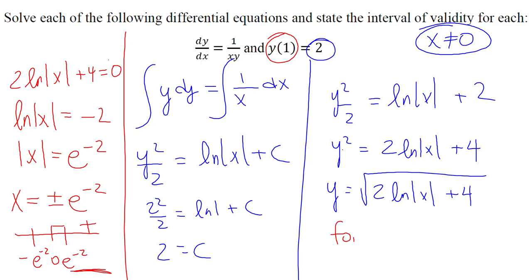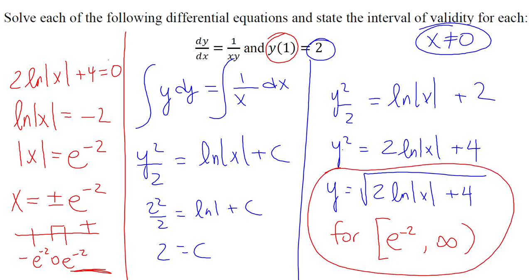So we're going to say for e to the -2, and I should put that in a bracket because we can include that, because we are allowed to have a square root of 0. So e to the -2 all the way to infinity. And that should be our final answer there.